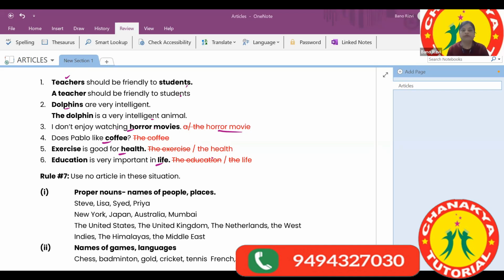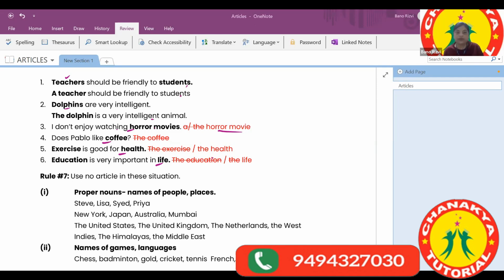Also, we do not use any article with the names of cities, states, countries, continents. Now, "the" is used with a group of countries, like the United States of America, the United Kingdom, that is UK, and the United Arab Emirates, that is UAE. So this is an exemption.